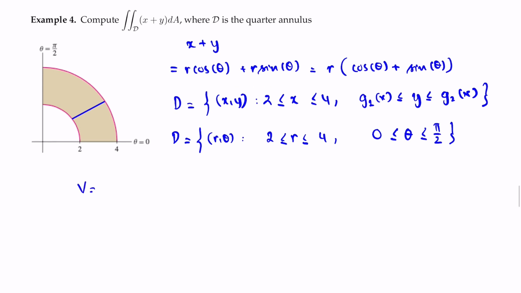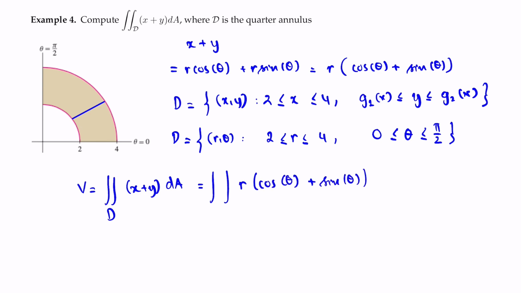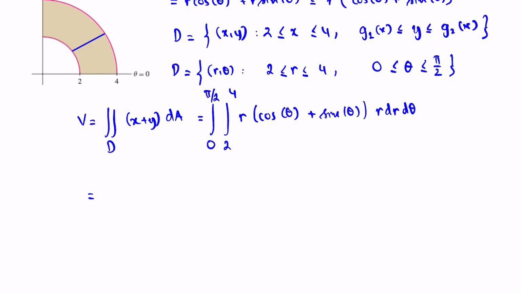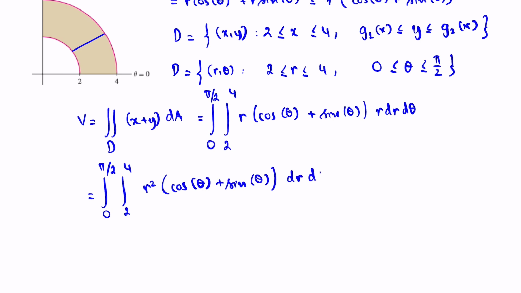Now the double integral for the volume, x plus y dA over the region D, can be written in terms of the polar coordinate system as r times (cosine of theta plus sine of theta) times r dr d theta, for r running from 2 to 4 and theta between 0 and pi over 2. Now we're going to manipulate the integrand, and you get the double integral from 0 to pi over 2 and from 2 to 4 of r squared times (cosine of theta plus sine of theta) dr d theta.